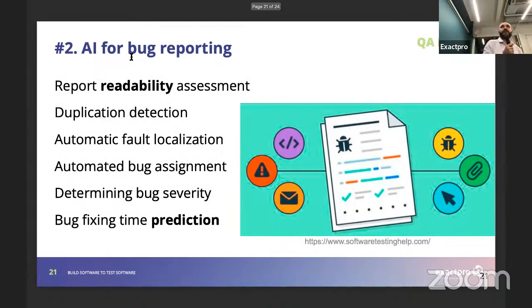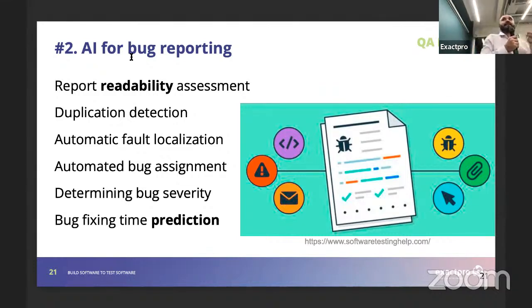Okay, let's switch to the second example. The second example of applying machine learning and artificial intelligence is to analyze bug reporting. So once testers find a bug, we submit a report. And as a matter of fact, most companies are now international. For some people, English is probably a native language, but for others it's not. And some people speak different English, actually.